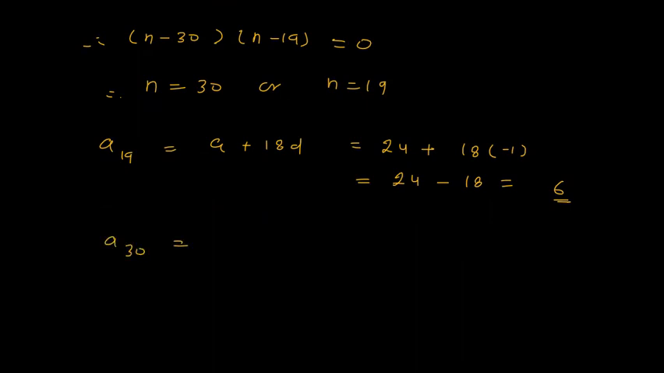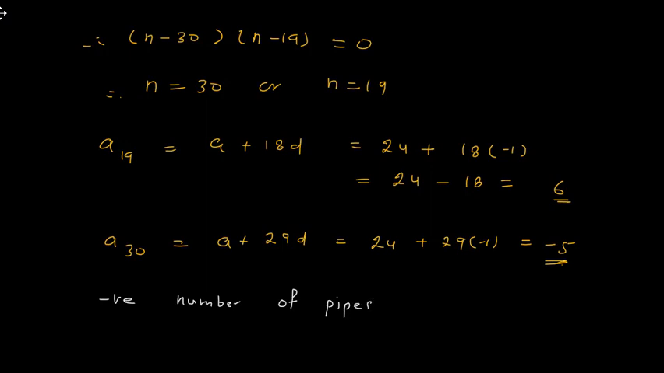29d. So this is 24 plus 29 into minus 1. This is minus 5. Okay, now you know that number of pipes cannot be negative. So a30, minus 5, is not possible. So I will say that a negative number of pipes is not possible. Okay, negative number of pipes is not possible.